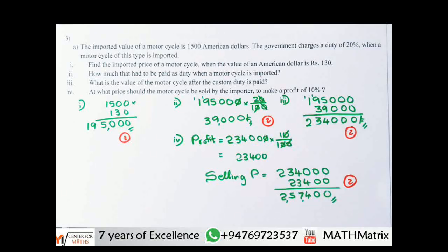There's a method by which you can find the answer directly. 2,34,000, you can directly multiply this by 110. Then you will get the selling price directly. Right. So now here we'll move to part B. There's another part.